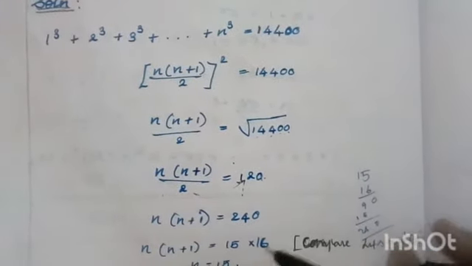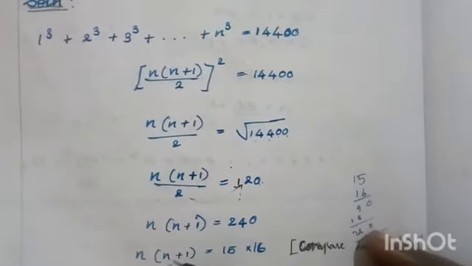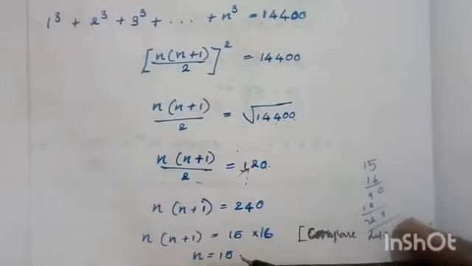You have to compare the left hand side and right hand side. For it, n is 15, n plus 1 is 15 plus 1, 16. So n equals 15.